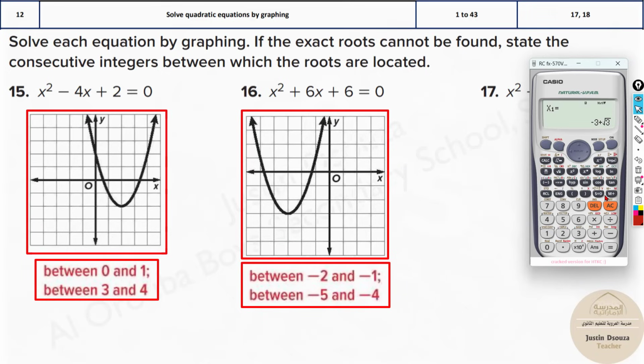Let me just show you over here. Now, where does this lie? Because when you graph, you cannot exactly get the point. It'll be somewhere in between.